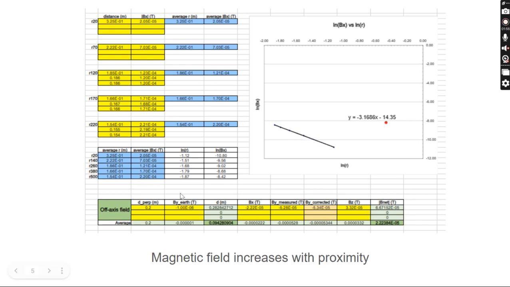But the data we got was still fairly strong, and once corrected for, we calculated a dipole moment of negative 3.16 ampere meters. We found the magnetic field obviously increased in magnitude with proximity to the dipole, but didn't fall off to zero with distance because the Earth's magnetic field was always present.